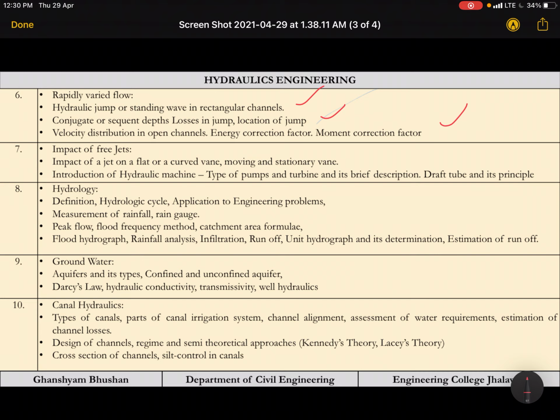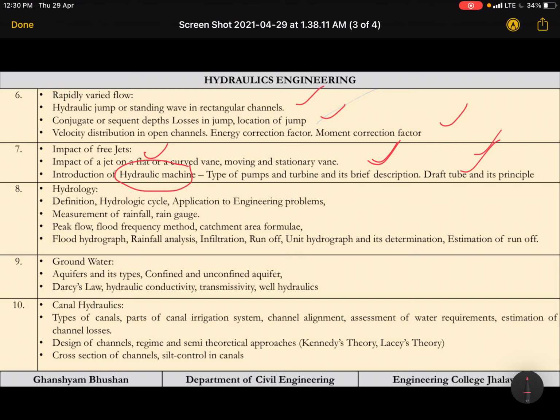Now after that, you are going to see the impact of free jet. So basically, this is part of mechanical engineering. The hydraulic machines are there. How you are going to analyze the hydraulic machines, because you will also be using pumps in the field. So we must know the basic principle about pumps and basics of hydraulic machines.